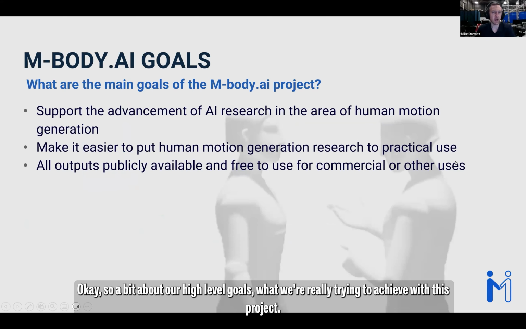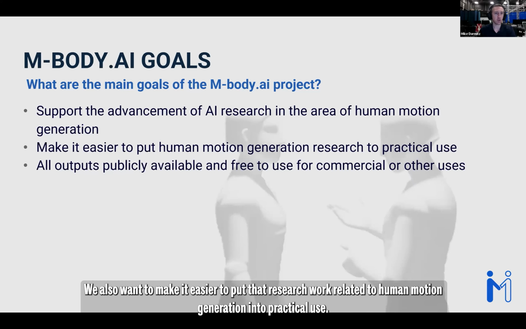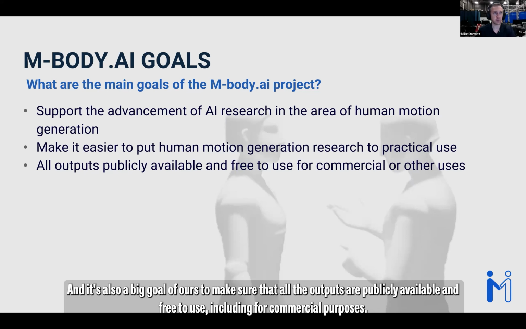A bit about our high-level goals, what we're really trying to achieve with this project. As mentioned, we're trying to support advancement of AI research in the area of human motion generation. We also want to make it easier to put that research work related to human motion generation into practical use. How do we take it from academia to tools that people can actually leverage? And it's also a big goal of ours to make sure that all the outputs are publicly available and free to use, including for commercial purposes.